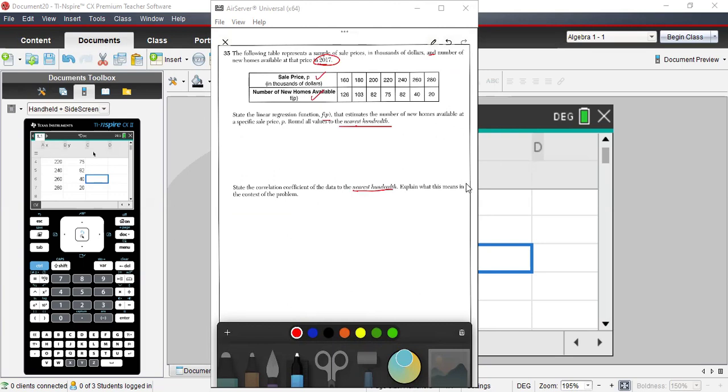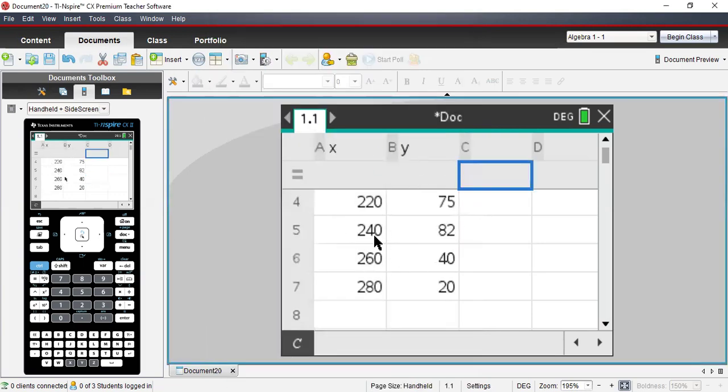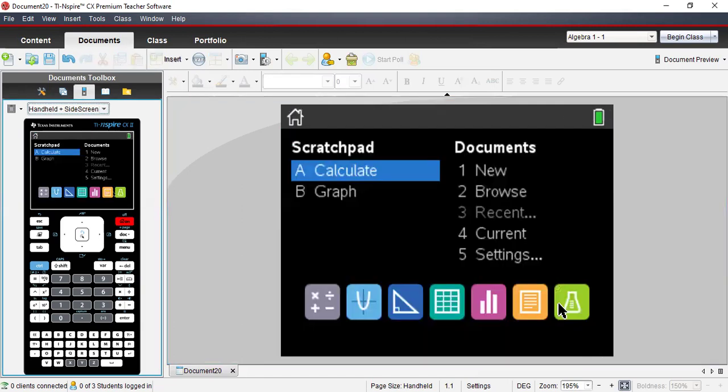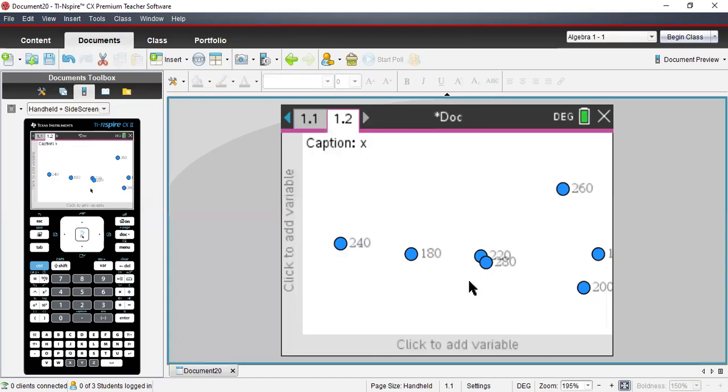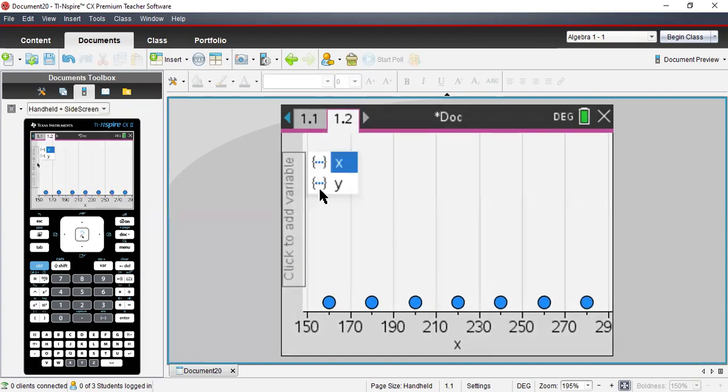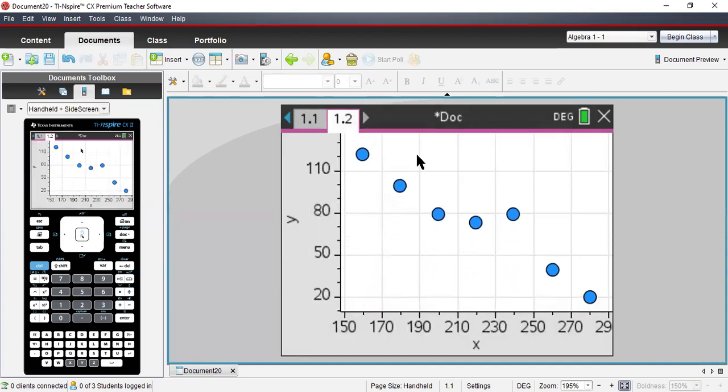So we're going to need the calculator. So let's go. I've already entered the data. I'm going to go to data and statistics, and I am going to put the X value down here, and put the Y value here. You can see this is a negative slope.